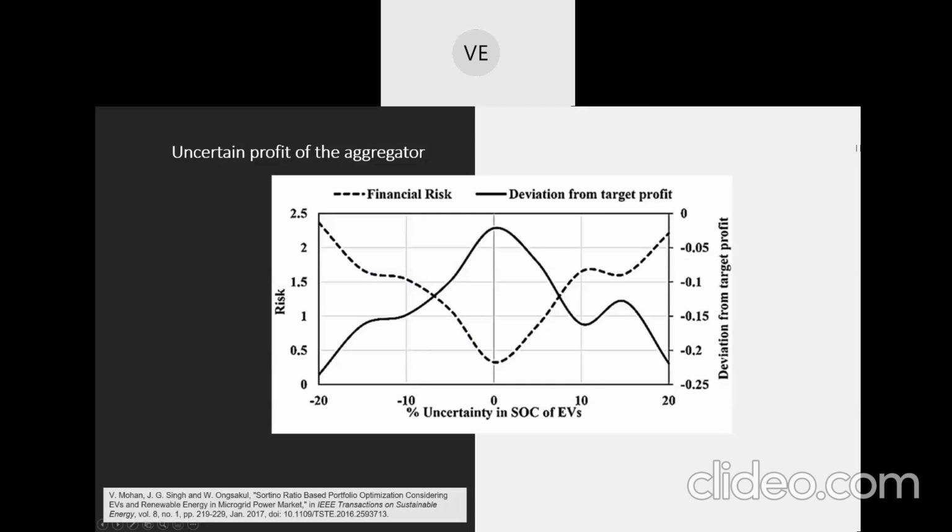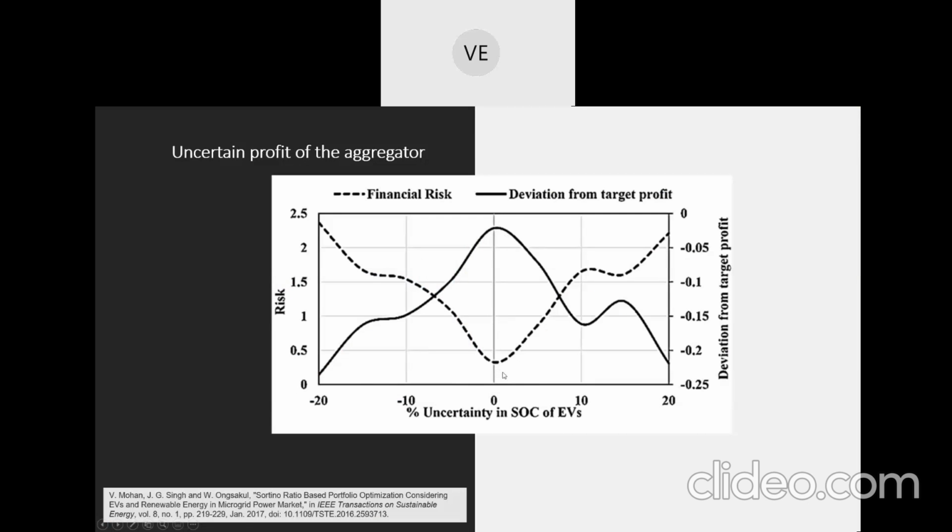Uncertain profit of the aggregator. See, this is percentage uncertainty of state of charge of electric vehicles. Horizontal axis shows the percentage uncertainty in state of charge of electric vehicles. What is 0? 0% uncertainty means what? Whatever is the forecast, it is right. Whatever is the information passed from the parking lot to the operator, that is right. There is no uncertainty in that, it is certain.